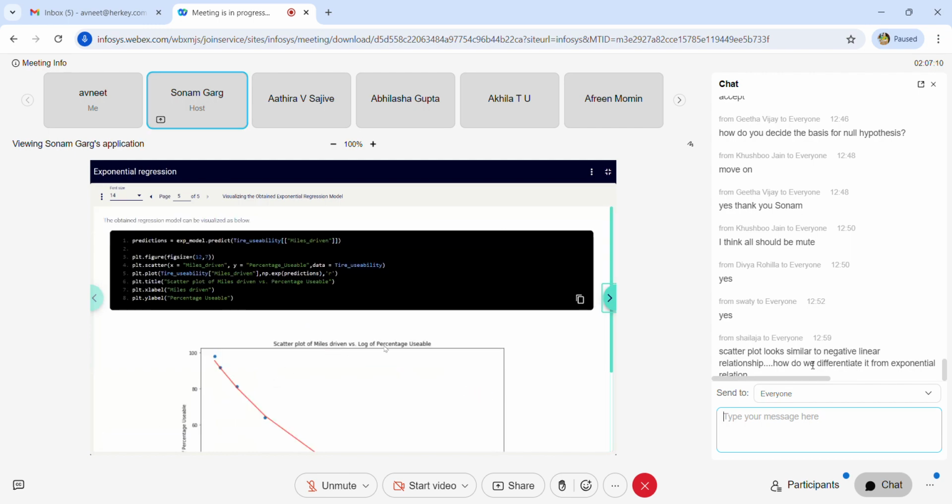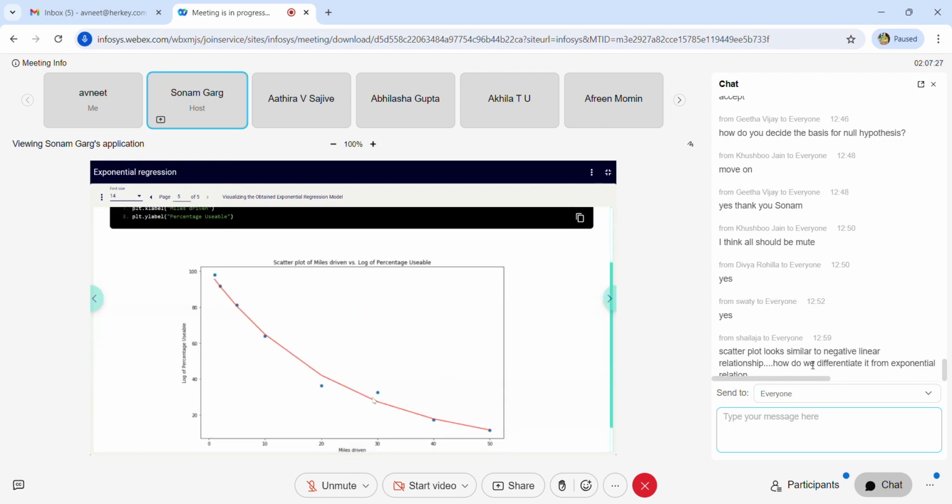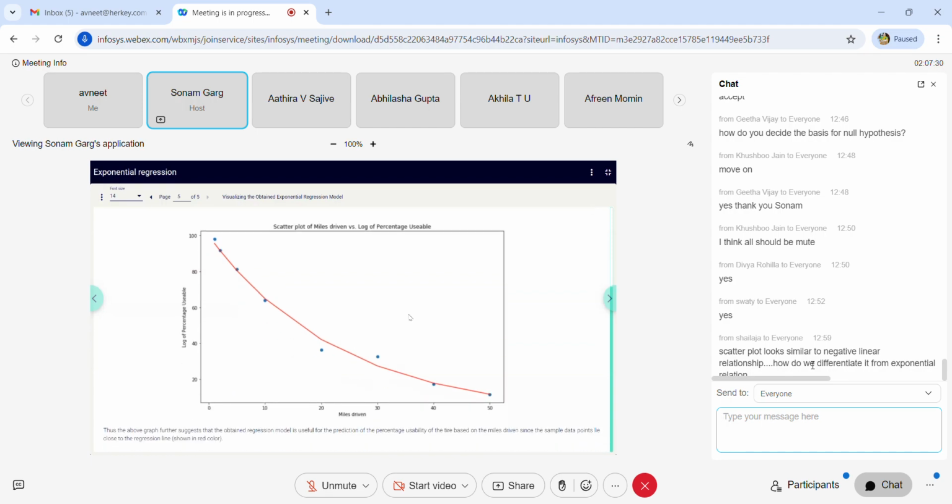This is a predicted line. This is a scatter plot of miles versus log of percentage usable with their predicted values, which shows that it is quite linear. Say now you have to make a prediction for 25, your prediction would be this point. This is your point, which will be quite linear compared to the actual points.